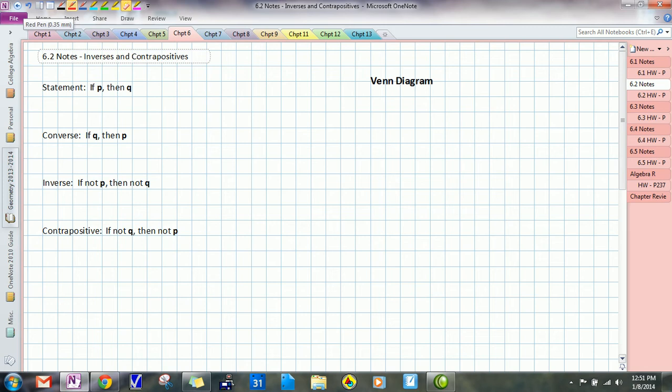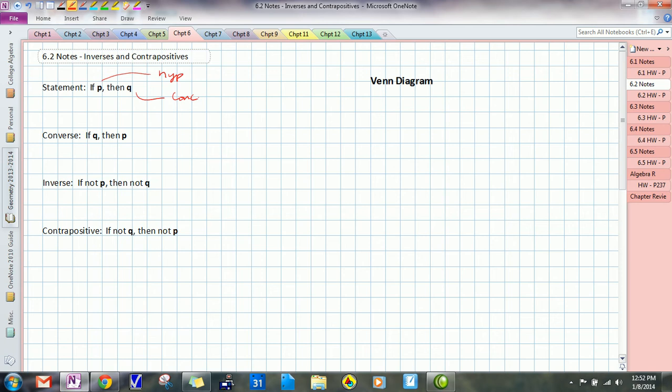So the first statement I have here, if P then Q, remember that the P is called the hypothesis and the Q is called the conclusion. So the if part is the hypothesis and the then part is the conclusion. So in a converse, remember we switch the hypothesis and the conclusion.